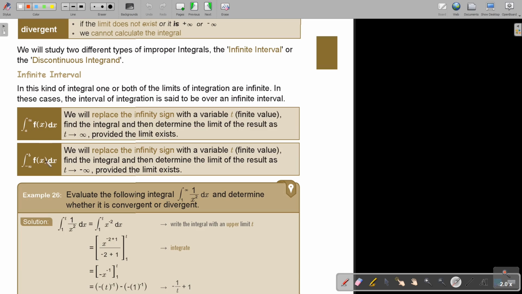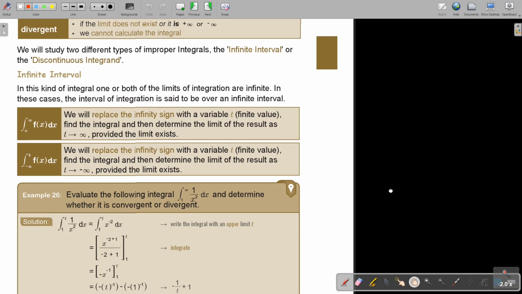Okay, so do you see in this case? In this case, and this is good, I make it bigger, there's the infinite, there's a number. We will replace the infinite sign with a variable, t, a finite value, find the integral and then determine the limit of the result as t tends to infinity, providing the limit exists. And if the infinite sign is here at the bottom, we will replace the infinite sign again with the variable, find the integral and then determine the limit of the result as t tends to negative infinity. So there it was just positive, there it's on top, negative, provided the limit exists. Wow, I said so many things.